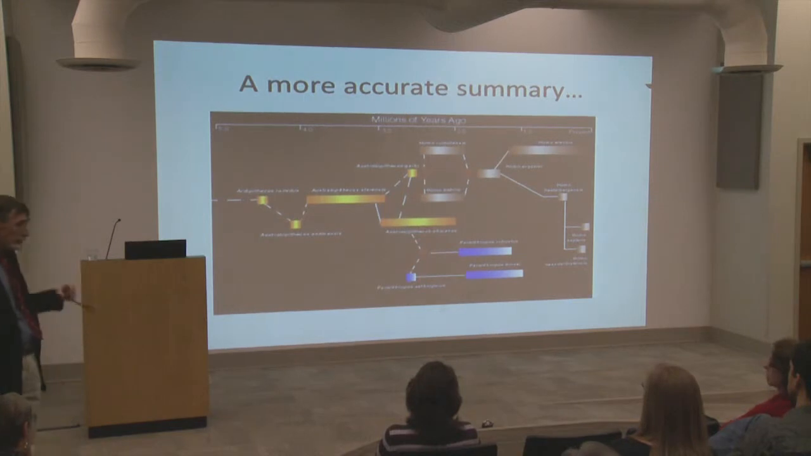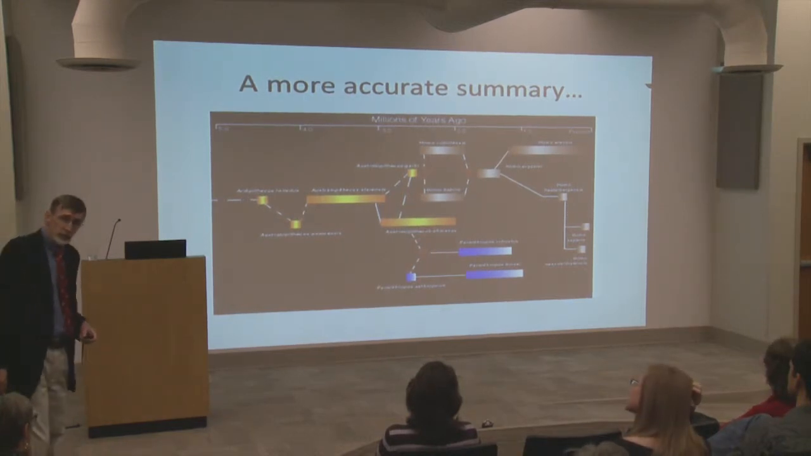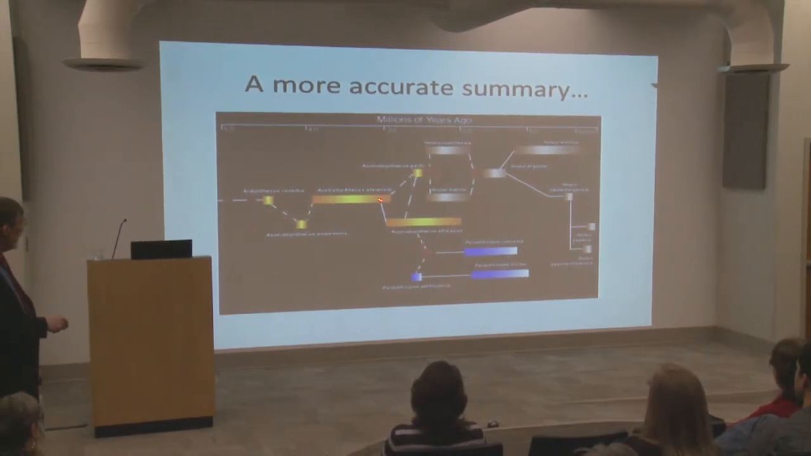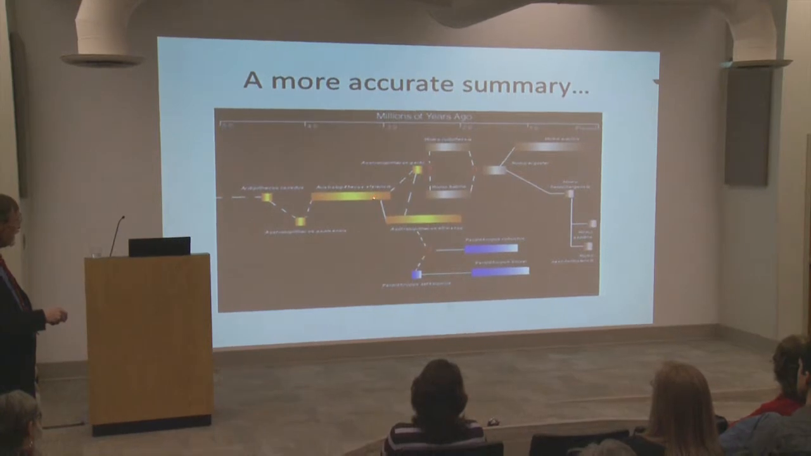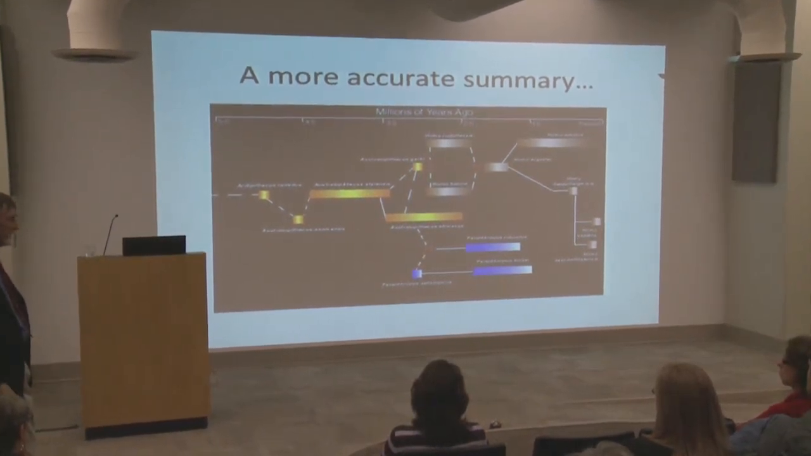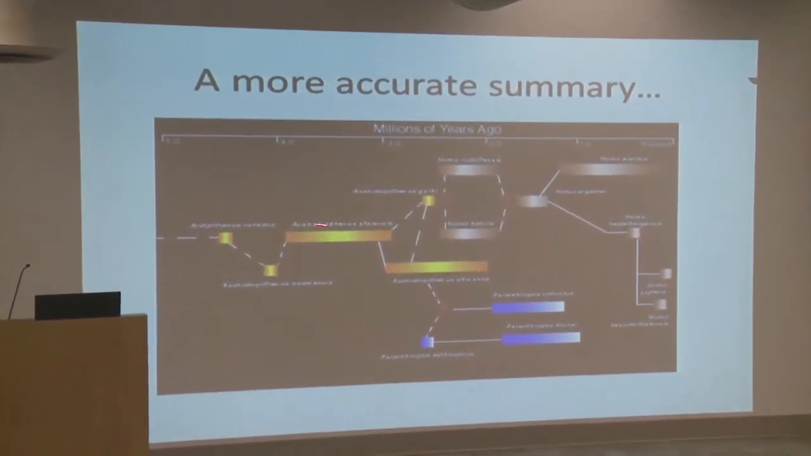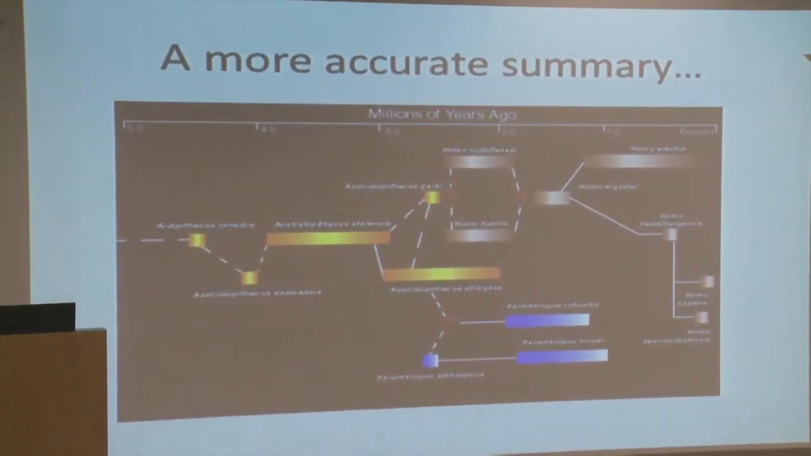This is a much better summary of what we know about human evolution based on the fossil evidence. Each of these bars represents a fairly well-defined fossil taxon, and this is the temporal extent of it. So you can see here we know a whole lot about Australopithecus afarensis. But we have other things as well. We got this weird one down here, Ethiopicus. We don't know anything about it, hardly, except we've got one skull.